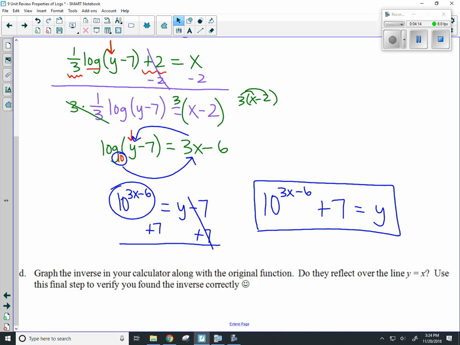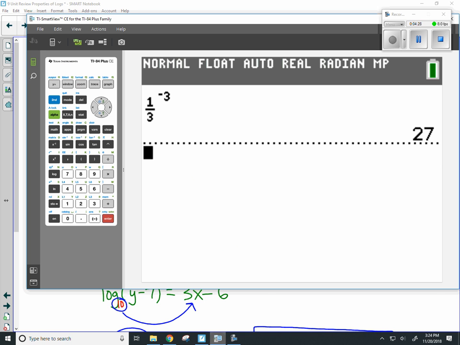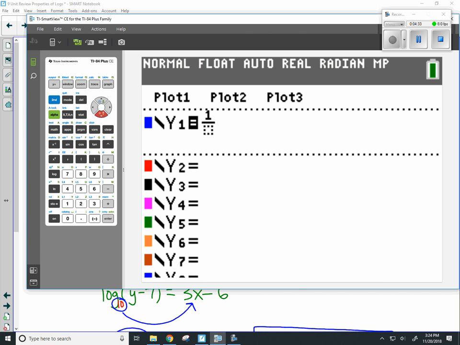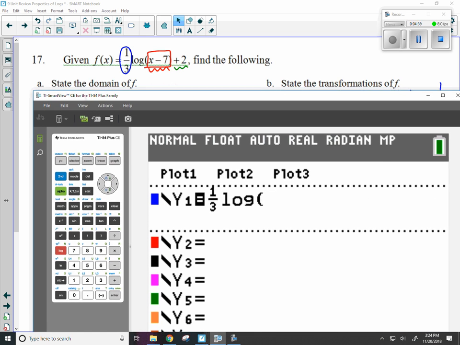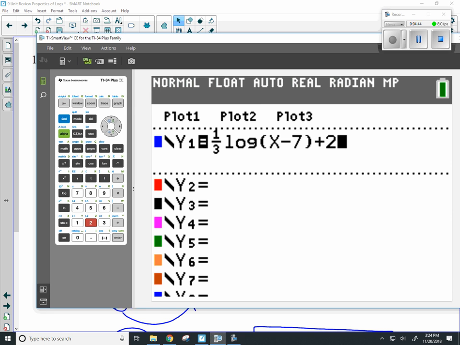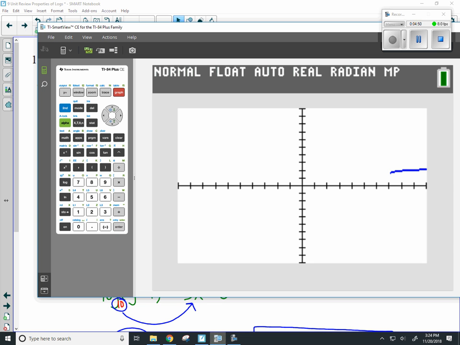The last part of this is really just us trying to get you to check your work. And it says graph the inverse in your calculator along with the original function. So our original function, if we go back to the beginning, was this 1/3 log. All right, so I'm going to go into my y equals menu. 1/3 log of x minus 7 in parentheses, and then plus 2 on the end. Okay. All right, and you can graph that if you like. It doesn't look like much because it's way over to the left or to the right.